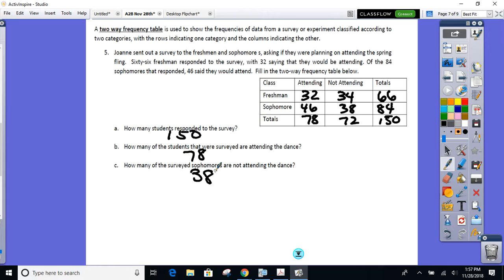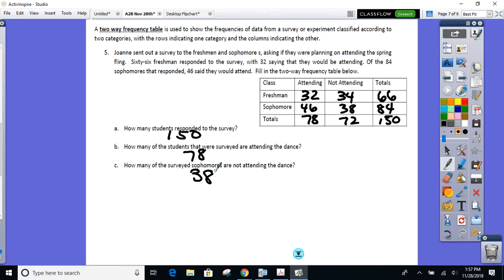Here's what I want to do. This was called a two-way frequency table right here. Why two-way? There's stuff on the left, stuff on the top. Now I want to transform that into what's called a two-way relative frequency table, which means instead of the number 32 here, I want the probability that they're freshmen and attending. Now you're going to insert the actual probabilities.